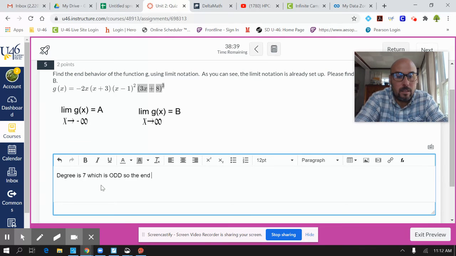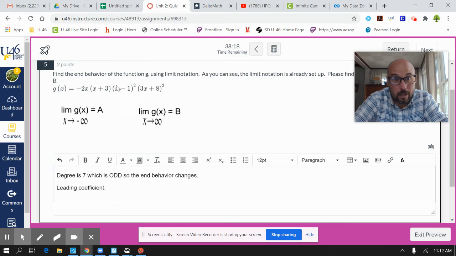So the end behavior changes. You're going to have one side that's going to positive infinity and one side that's going to negative infinity. But which is which? It all depends on the leading coefficient. The leading coefficient here, if you were to multiply all this out, you don't have to multiply it out. That would be very, very time consuming. You could just kind of look ahead.